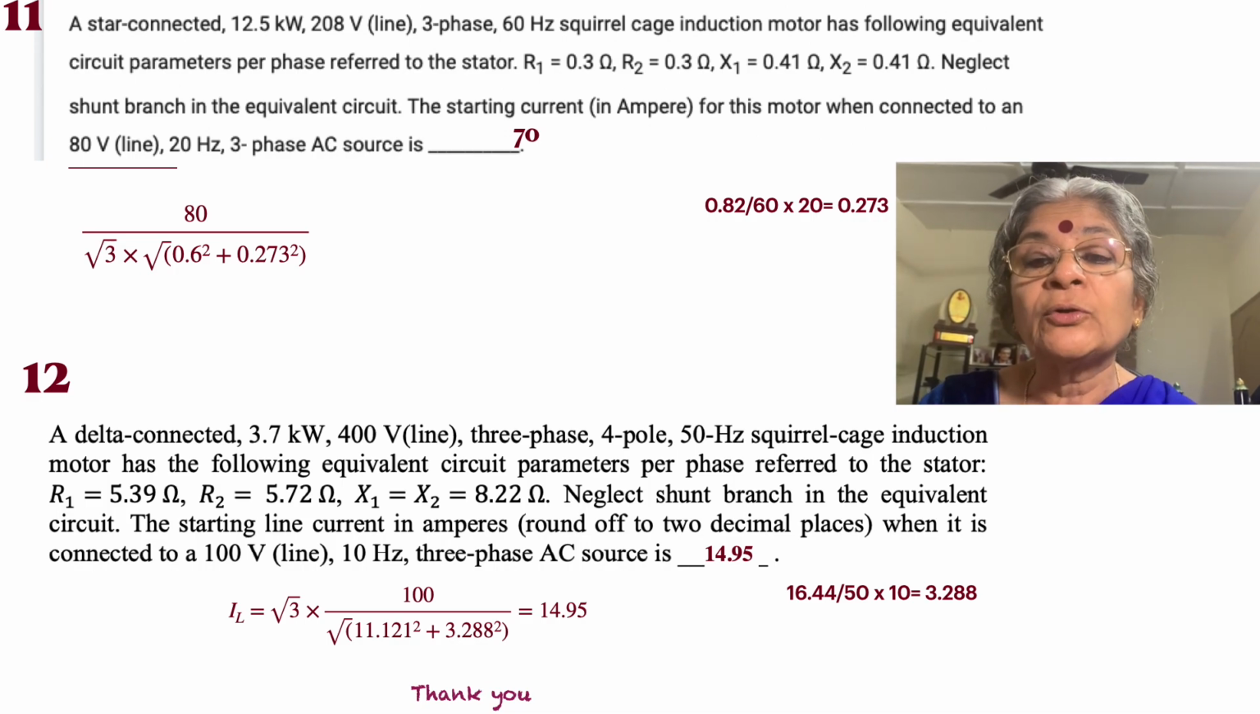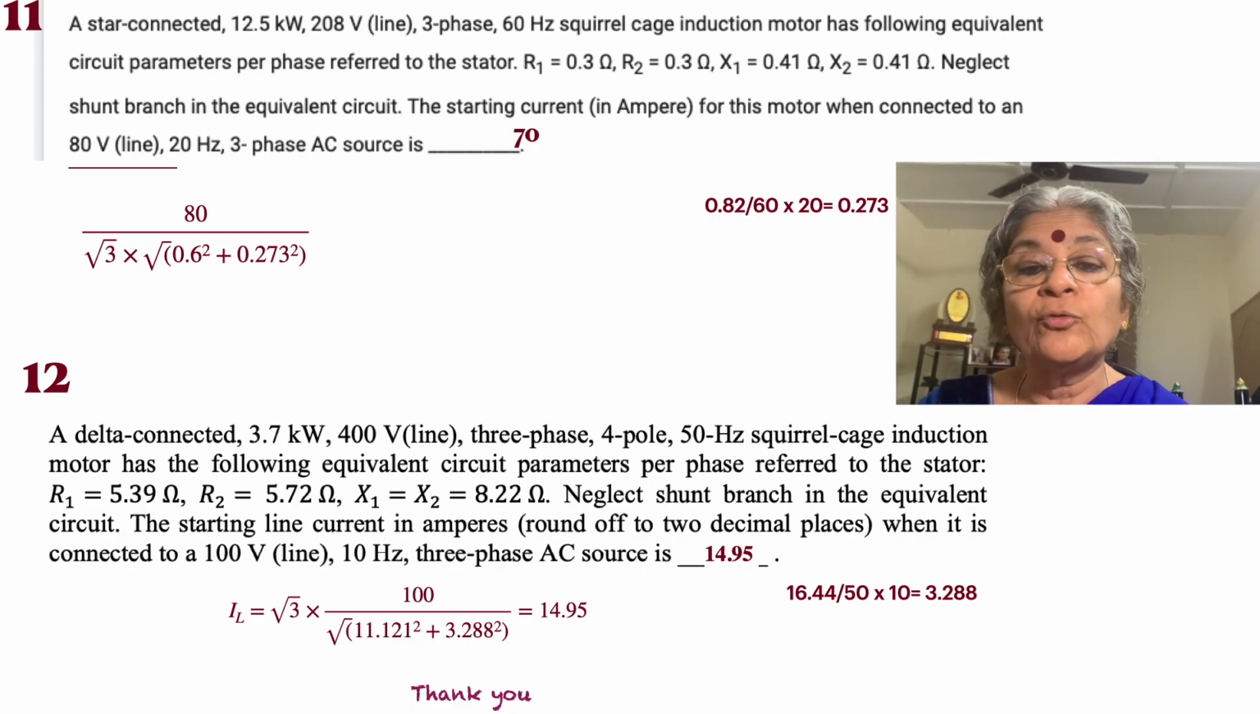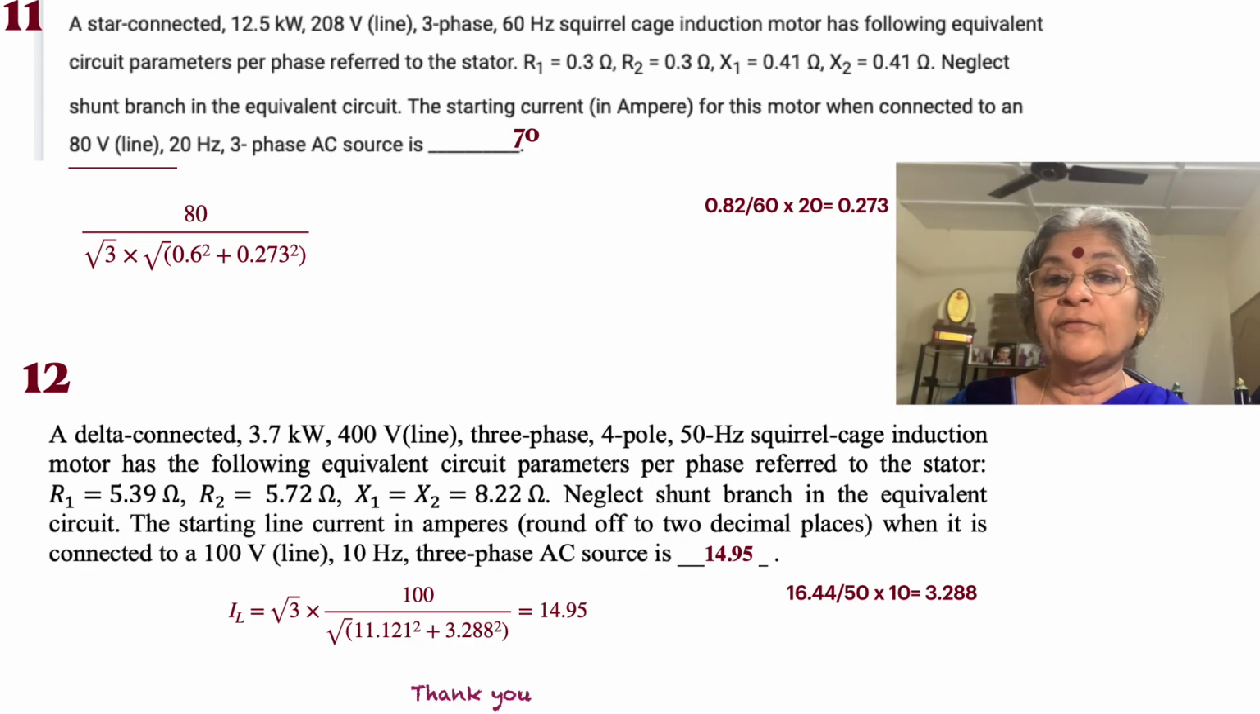Let's see what the question is. The starting current, which means S is equal to 1, for this motor when connected to an 80 volt, 20 hertz, 3-phase AC source. So the voltage and the frequency have reduced. Earlier it was 208 volt as the line voltage, now it has gone down to 80 volt. The reactances etc. are given as measured at a higher voltage and a higher frequency, so all those aspects need to be taken into consideration.